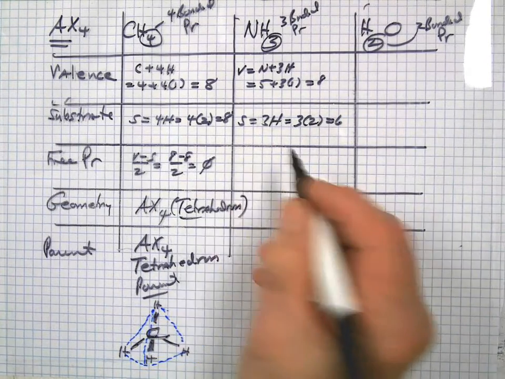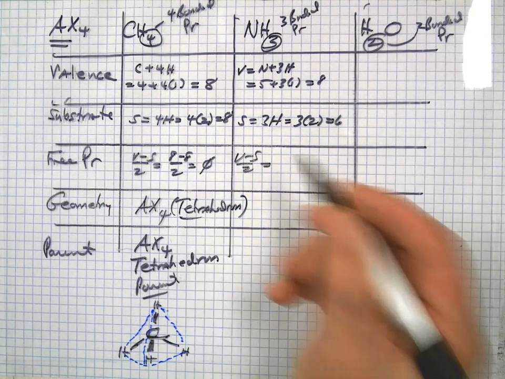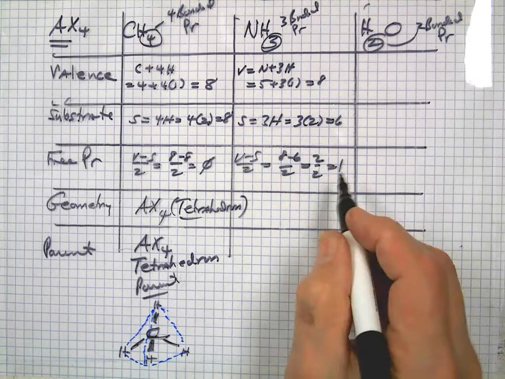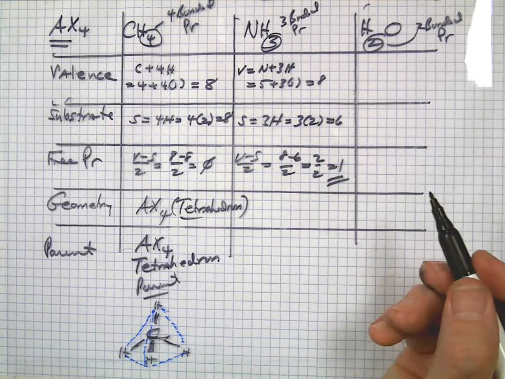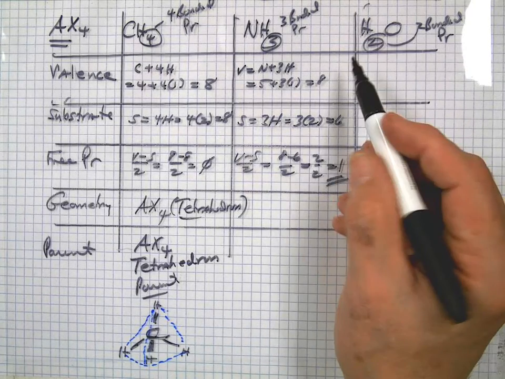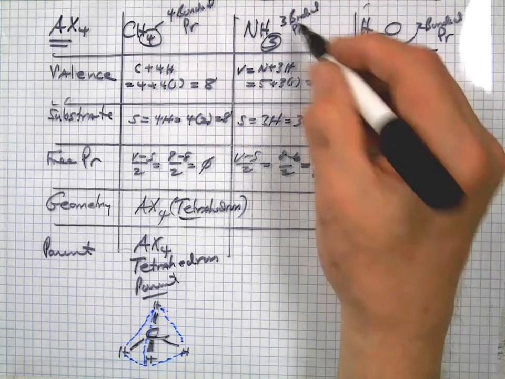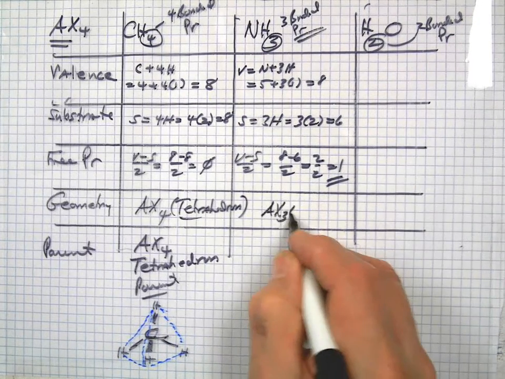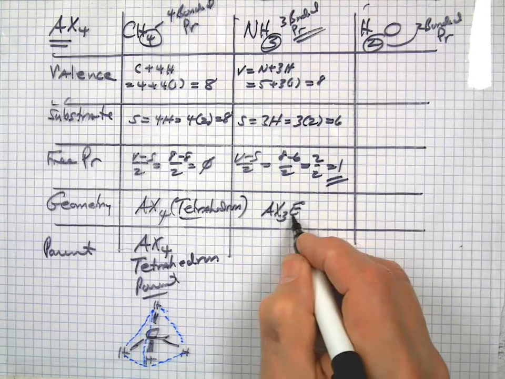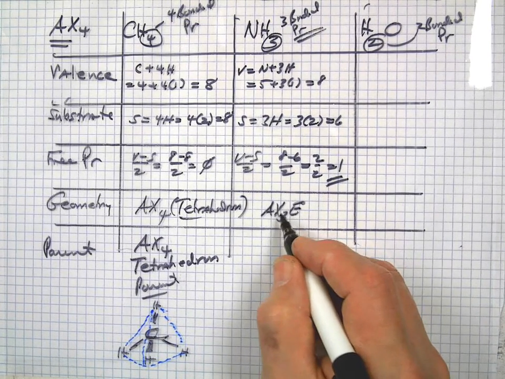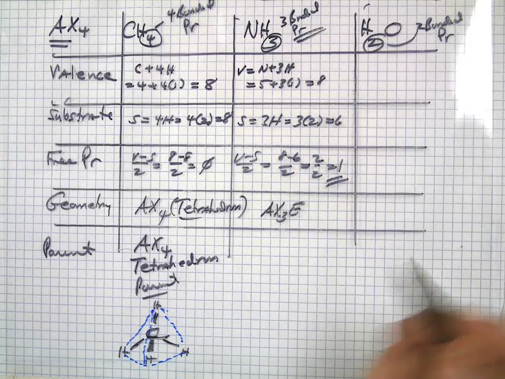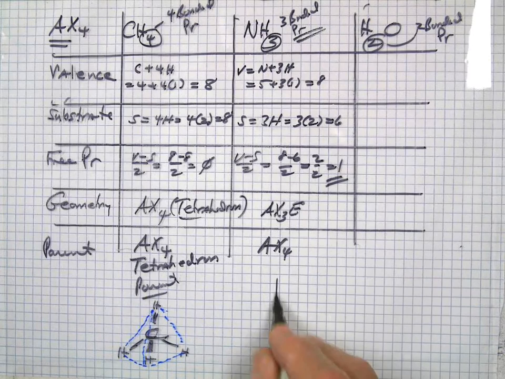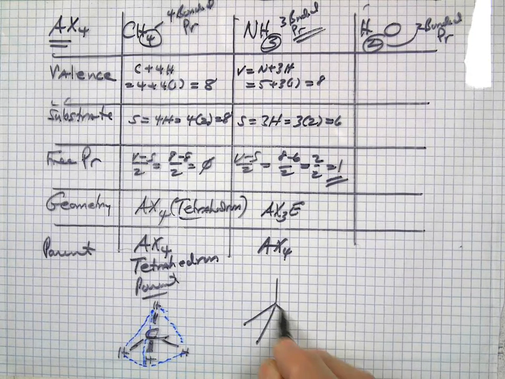Now, the free pair would be valence minus substrate over 2, 8 minus 6 over 2, 2 over 2, or 1 free pair. You have 1 non-bonded pair, and you have 3 bonded pair, and your geometry is an AX3E. Now you have 4 electron pairs. You have 3 bonded electron pairs and 1 non-bonded. That's still from an AX4 parent.